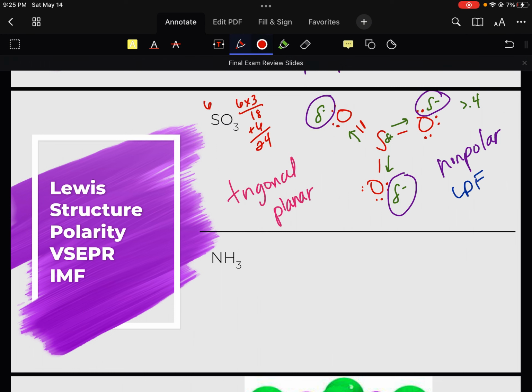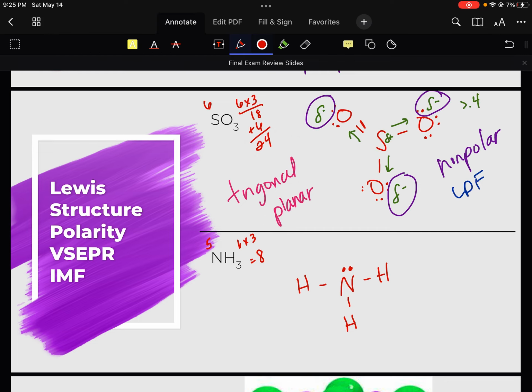Okay, last one, nitrogen and hydrogen. Hydrogen has 1 electron, and nitrogen has 5. So that's a total of 8. I have 3 hydrogens. Remember, we always put the thing by itself in the middle. And remember, hydrogen can only have a line, so it's connected to a line. That means my last lone pair has to go around nitrogen. I have 2, 4, 6 already drawn, so I just need 2 more to make 8.